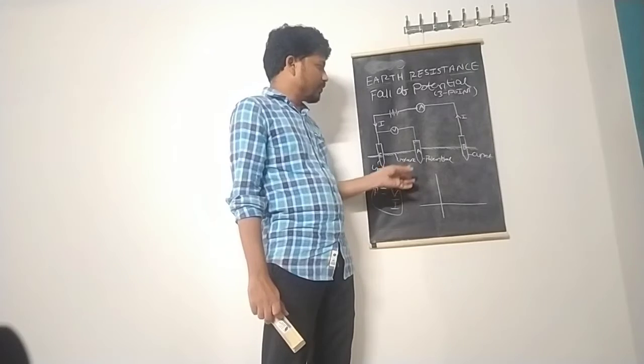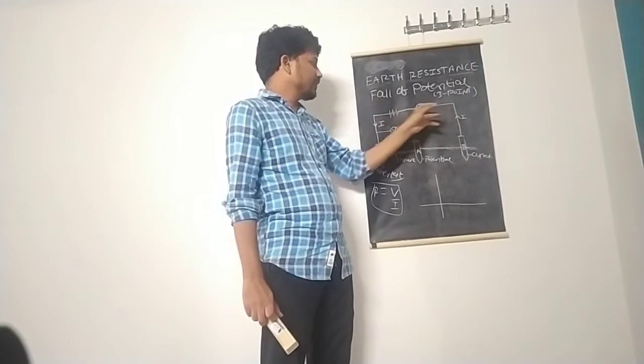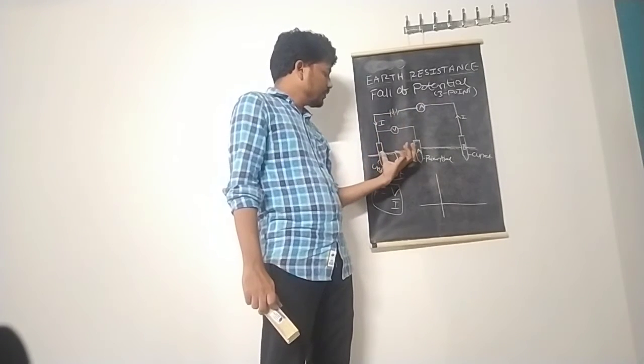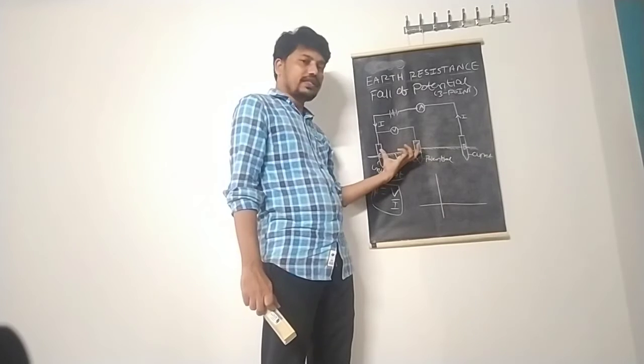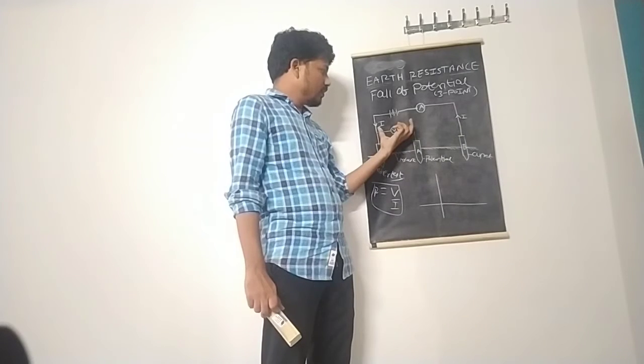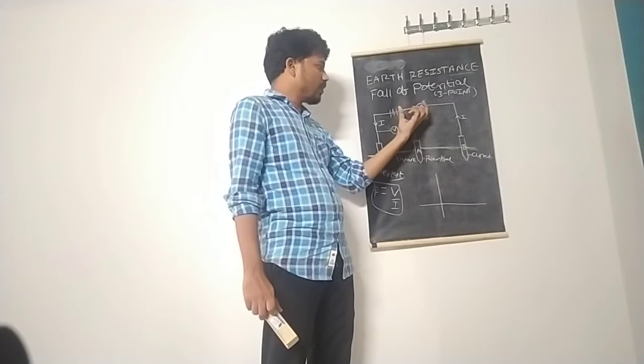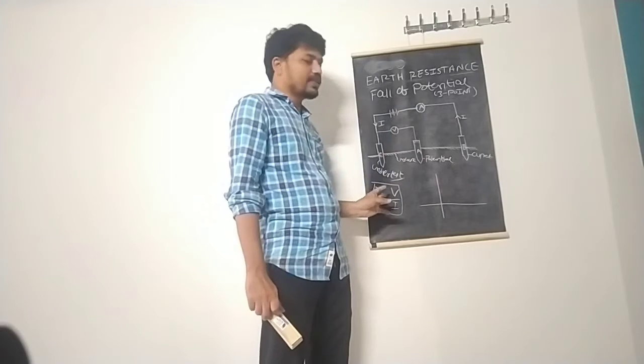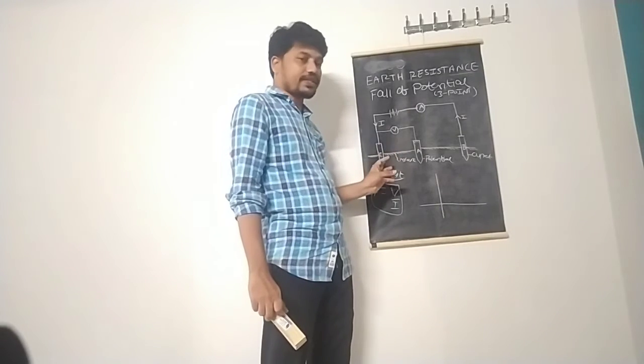We are giving some sort of current, and also due to the difference between two electrodes E and A, there is a potential difference. To determine the potential difference, we are using the voltmeter and also ammeter. Therefore, we get the resistance of the particular earth electrode.